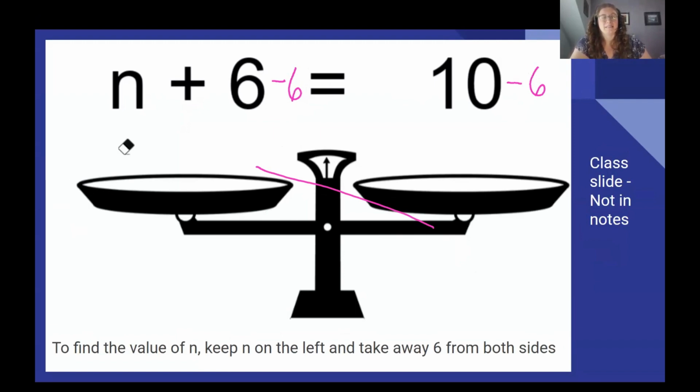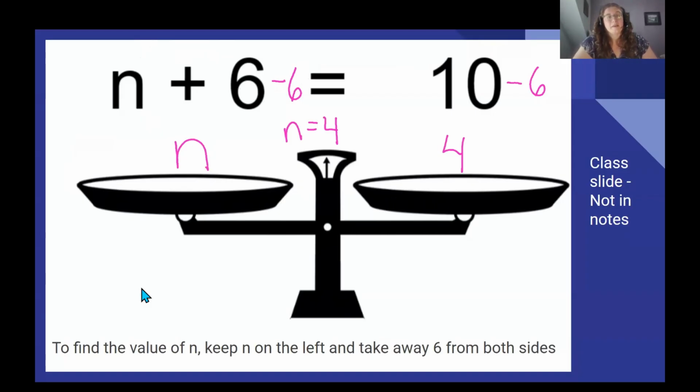And when I subtract 6 from both sides, on the left, all I have is n, right? Because 6 minus 6 is 0. N plus 6 minus 6 is n, right? 6 minus 6 is 0. On the right, 10 minus 6 is 4. So what this tells me is that n equals 4. And now I can check, is 4 plus 6 equal to 10? Yes. So I know I solved this correctly, right?